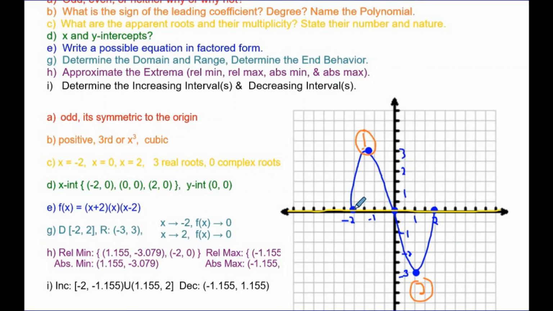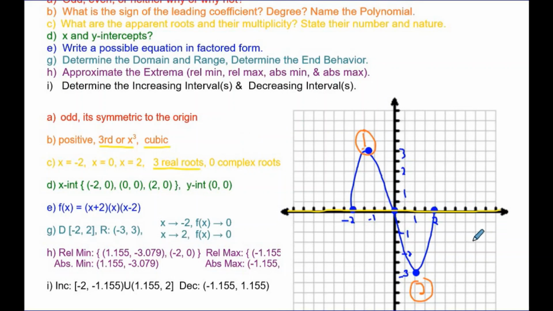So we can clearly see that we have a root at -2, 0, and 2. They are real because I can see them. And this number right here matches everything in this statement. So there's nothing hidden from view. There's no complex roots.